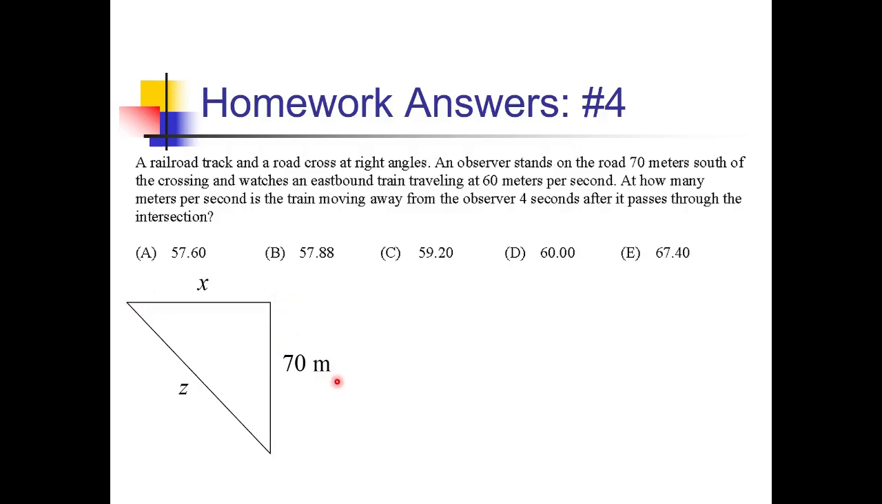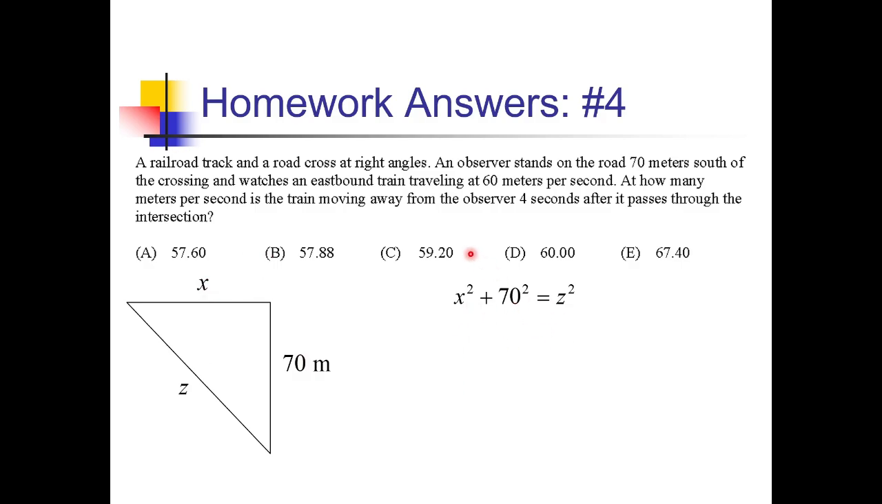Okay. So we have multiple rates of change going on. We need to write an equation that ties all this together and use a little implicit differentiation. So since we've got a right triangle, they said right angle here, we can use the Pythagorean theorem. We can say x squared plus 70 squared equals z squared. So that gives us our starting point.